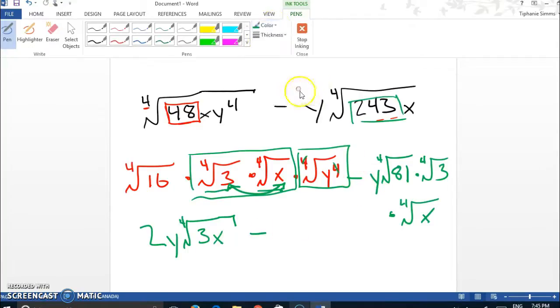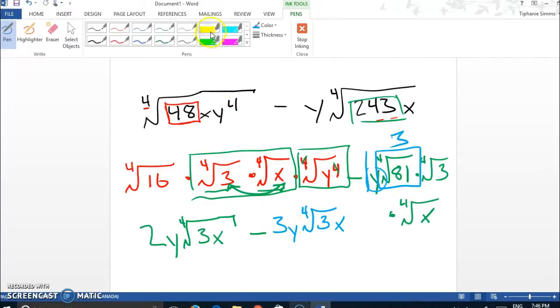I'll change my color just to show you the other one. This part here, we're going to have y. Y is still there. The fourth root of 81 is going to be 3, and that's pretty much all I can do. So 3 times y, let me just rewrite that. That's going to be minus 3y times the fourth root of 3x.